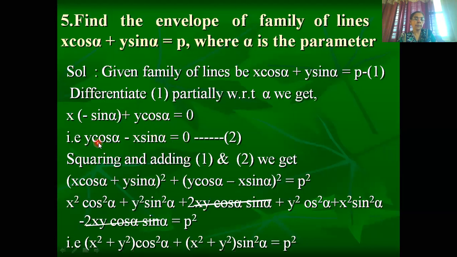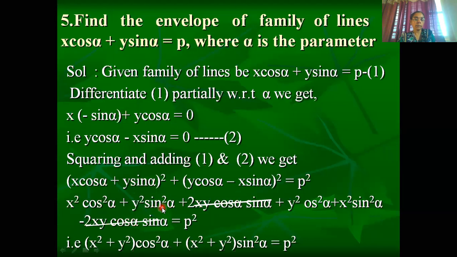So here, for removal of alpha, you can use the previous procedure or another procedure. We have already done this in curvature. That is, with this equation and this equation, if you want to remove alpha, you have to square and add 1 and 2. Then simplify: 2xy cos alpha sin alpha minus 2xy cos alpha sin alpha will get cancelled.